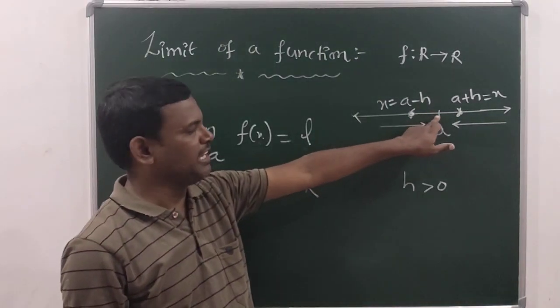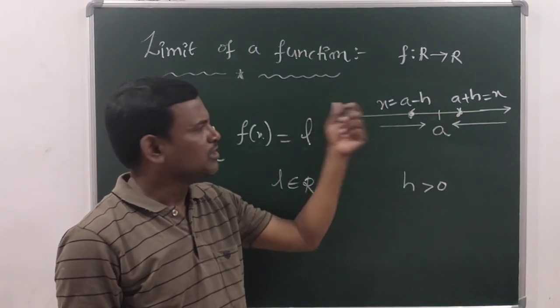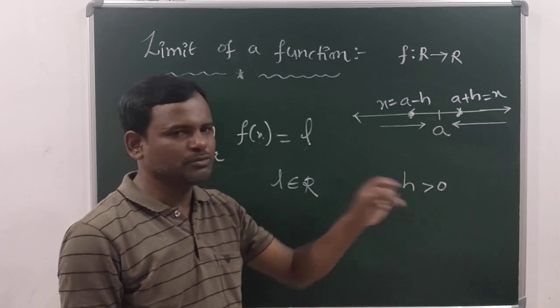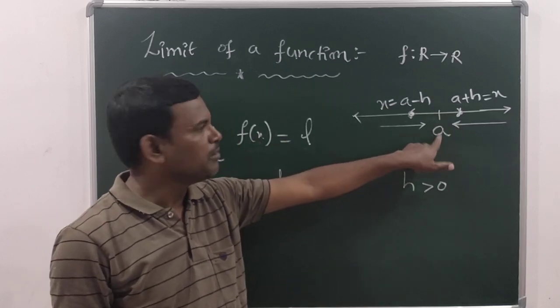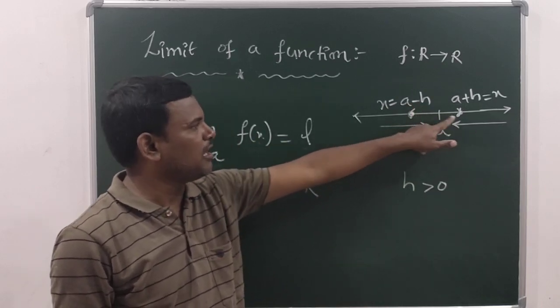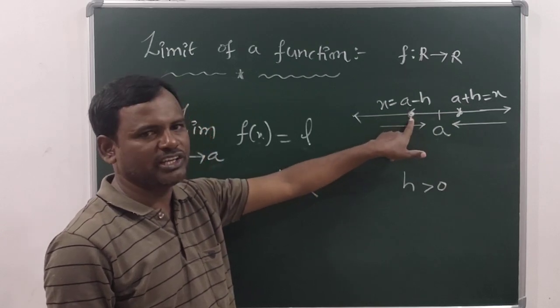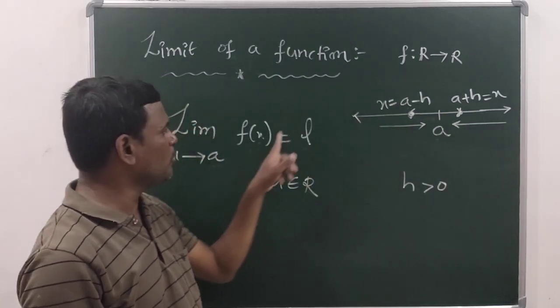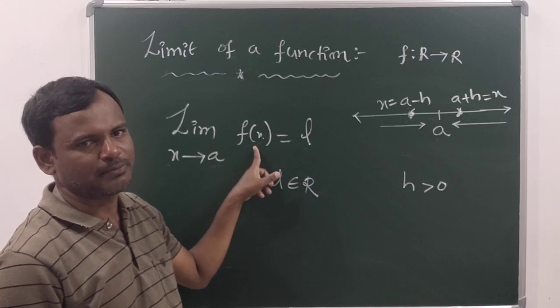Okay, now this is a on the number line. So we are subtracting a very small positive value from a. Means a minus h, you will get on this number line, you may get that point over here. So that is x, which we are going to substitute for x in the function.